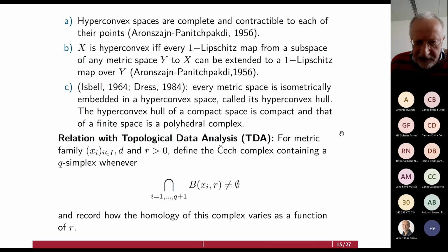Now let's look at the relation with topological data analysis. Let me just recall what one does there. You take a metric family, that is some points x_i with metric distances d. You take a positive radius R, and then one can define a Čech complex, a simplicial complex that has a q-simplex associated to any tuple of q plus 1 points for which the corresponding balls of that radius R have a non-empty intersection. And then topological data analysis takes this R as its single parameter and records how the homology of this complex varies as a function of R. And these are the famous barcodes that you see in applications of TDA, of topological data analysis, that apparently are very insightful for many types of metric data.